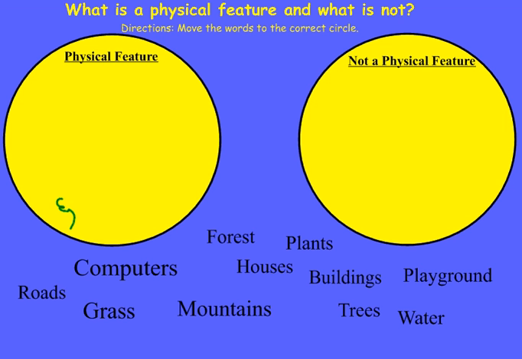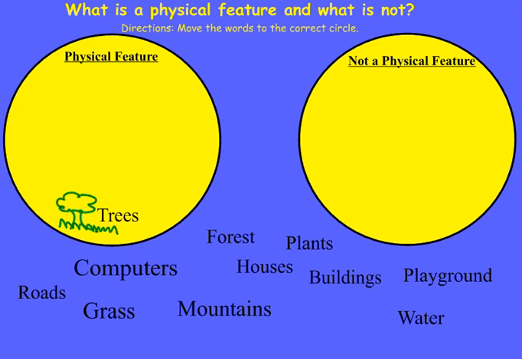Here's an example. What is that a picture of? Did you say trees? Oh, you're right, because trees are a physical feature on a map. That means something that's part of the land. It wasn't put there just by a person. What else might be a physical feature? Well, let me see.